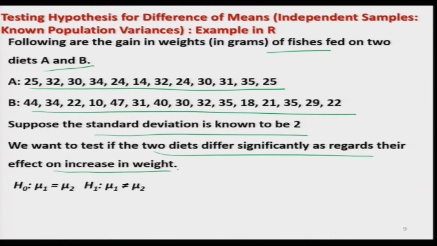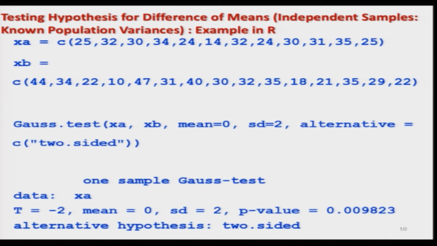So, we want to test here a hypothesis like H naught: mu 1 equal to mu 2 versus H 1: mu 1 is not equal to mu 2, right. So, for that I simply have to give here the data like this. I am denoting the data on food A as x A, and the data on food B as x B, which is here like this.